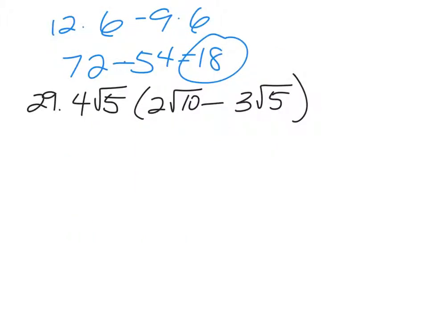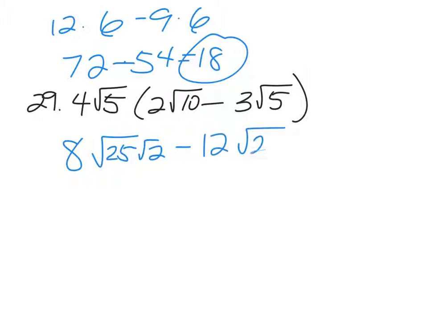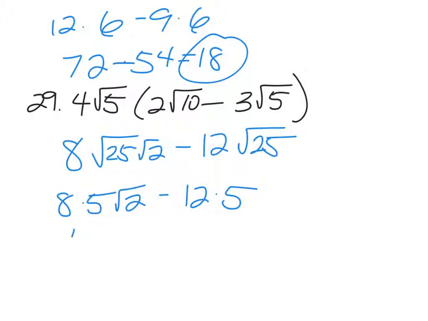Okay, last one. 4 times 5 is, whoa, not 4 times 4. 4 times 2 is 8. 5 times 10 is 50. So let's just do 25 times 2. 4 times 3 is 12. 5 times 5 is 25. Square root of 25 is 5. Square root of 25 is 5. And we're done.